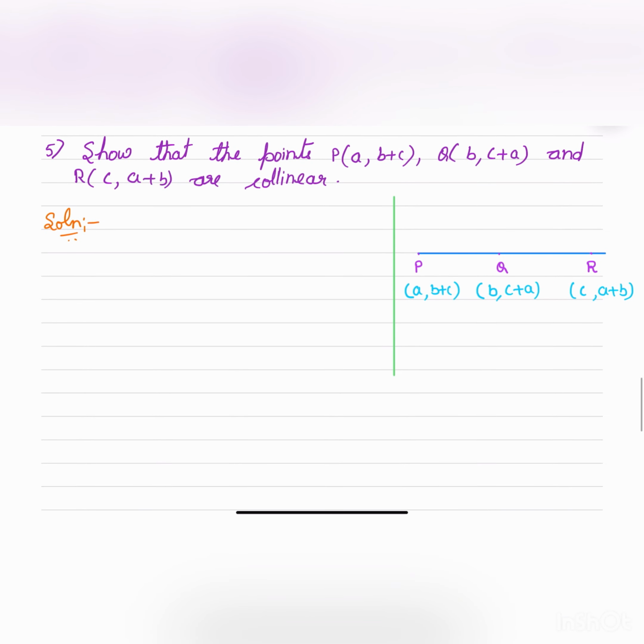The fifth one: show that the points P(a, b + c), Q(b, c + a) and R(c, a + b) are collinear. Collinear means all the given points P, Q, R are on the same straight line. Then the points are collinear. How to find out that? If they are collinear, then we know that slope of PQ should be equal to slope of QR.